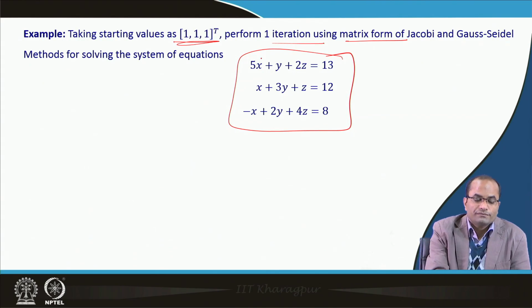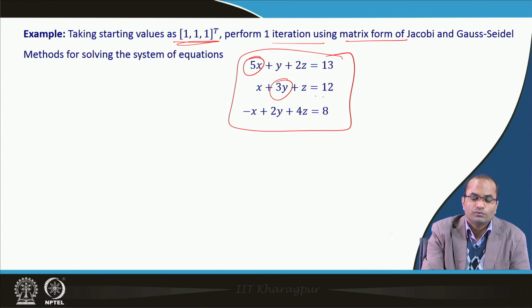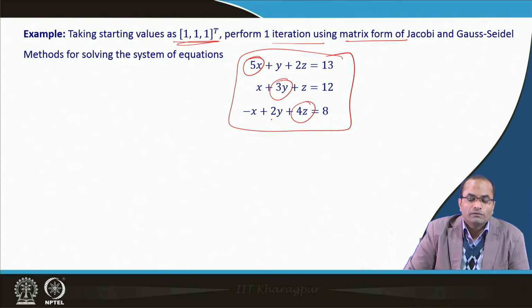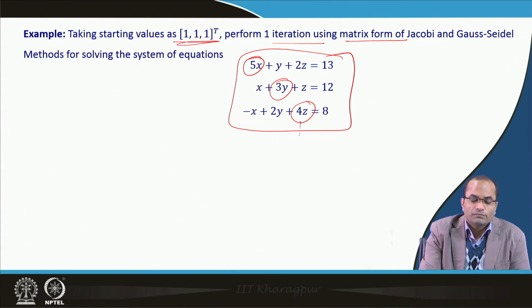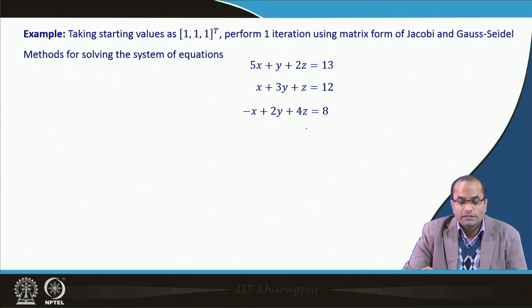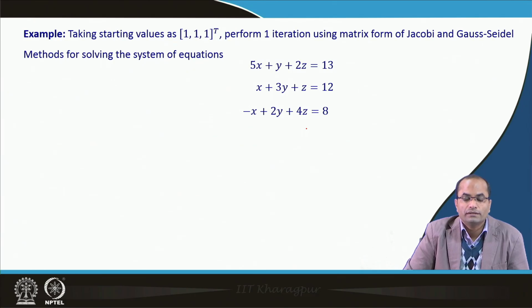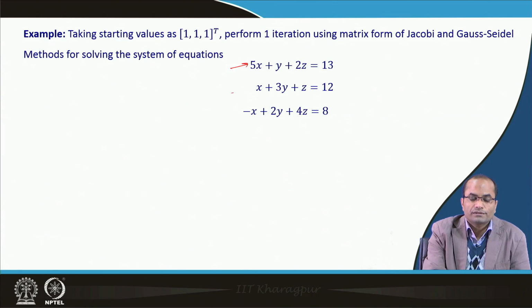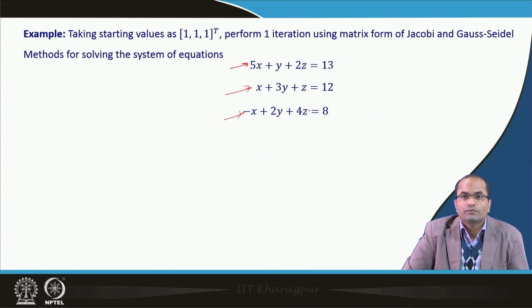From the first equation we wrote x equal to something, then from the second, y equal to, and then 3 was divided, and from the third equation we got z. So, it was easy to get these iterations for each component. For x we got it from the first equation, the iteration for y from the second one, and for z from the third equation.